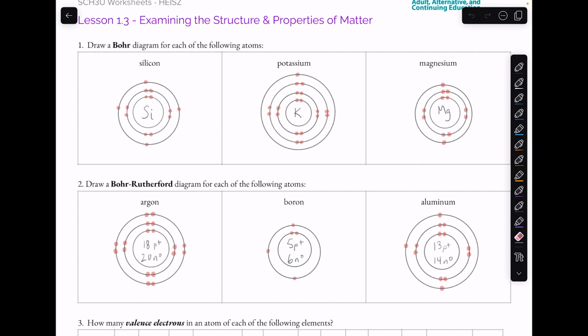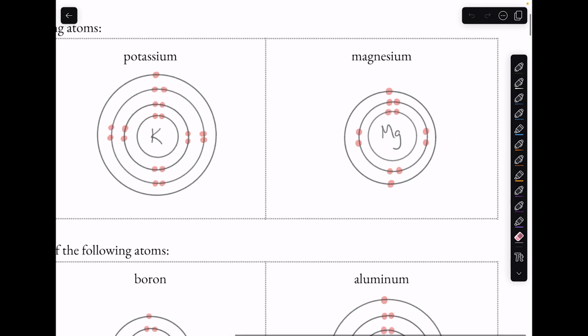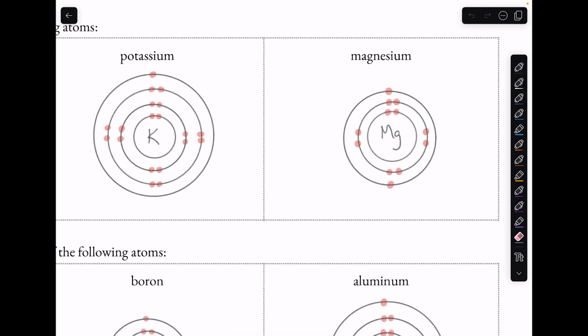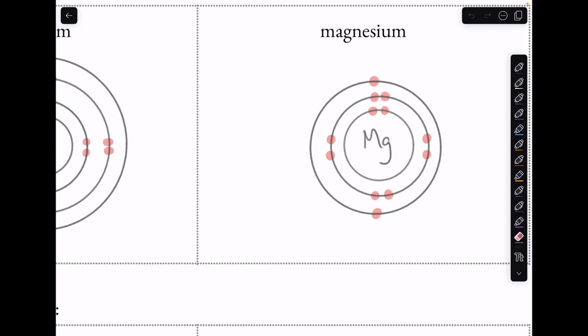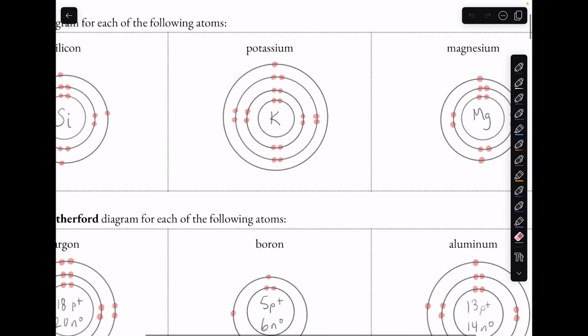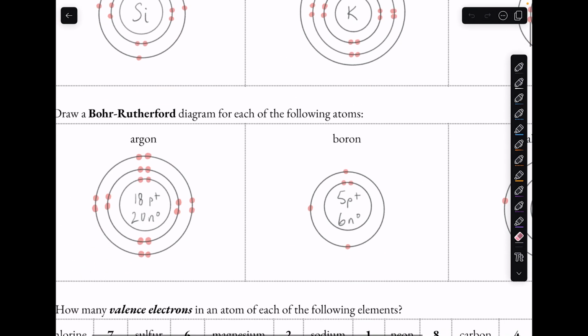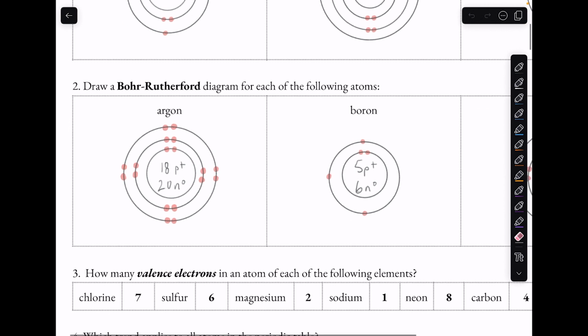And to figure out how many electrons we have, let's do magnesium. Magnesium is element number 12, so it has 12 electrons. And so we put 2 in the first, 8 in the second, and 2 left that have to get placed in the third ring. And Bohr-Rutherford is almost the same. There's just a little bit more detail in there.